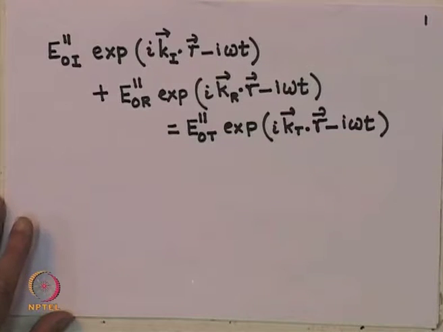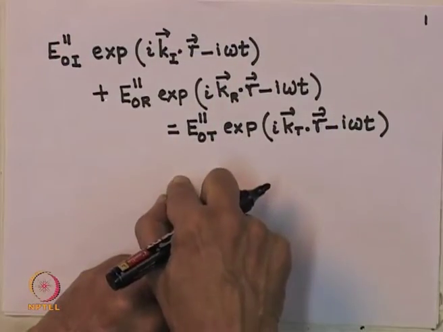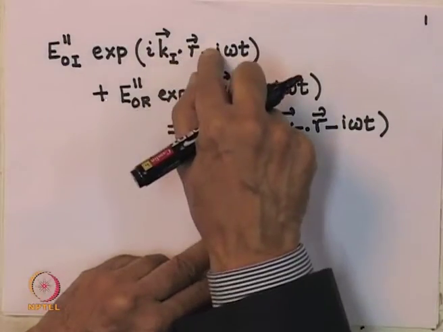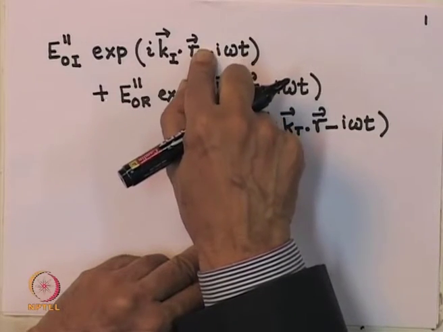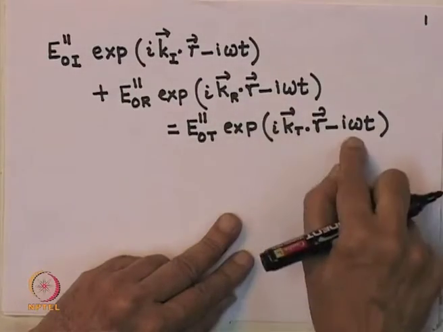So, this is the equation which tells me that the tangential components of these vectors are the same. Now, notice one thing, that this type of an equation must be valid at all times and at all points on the interface. So, the interface vector is the vector r and time is arbitrary. As a result, in order that this type of an equation is valid at all positions r on the interface and at all times t, the exponential factors must be the same.